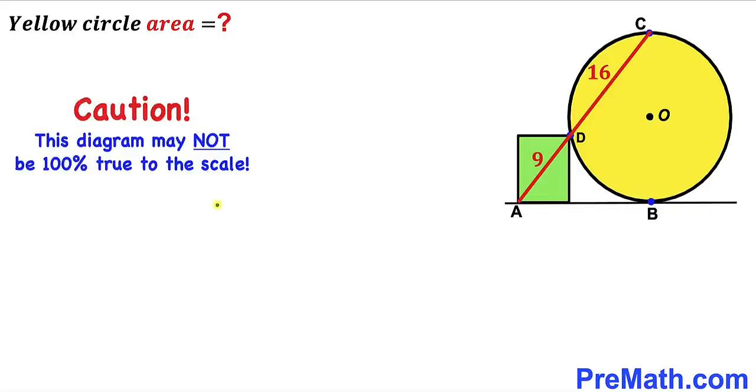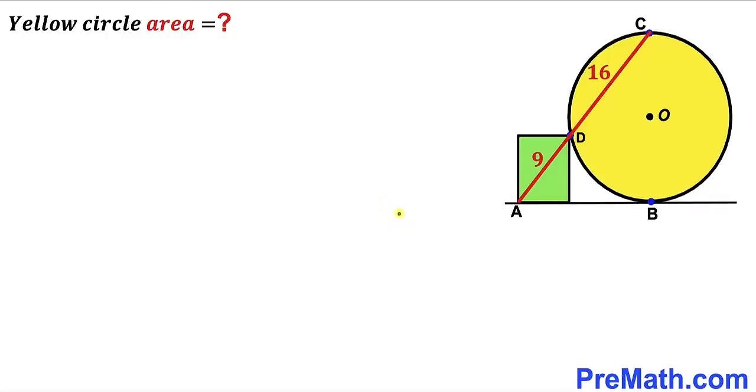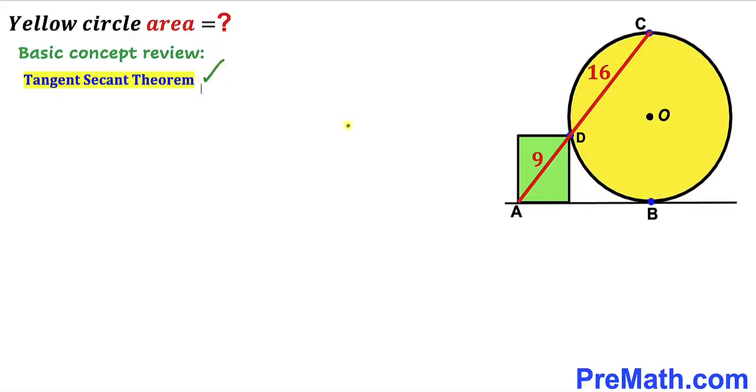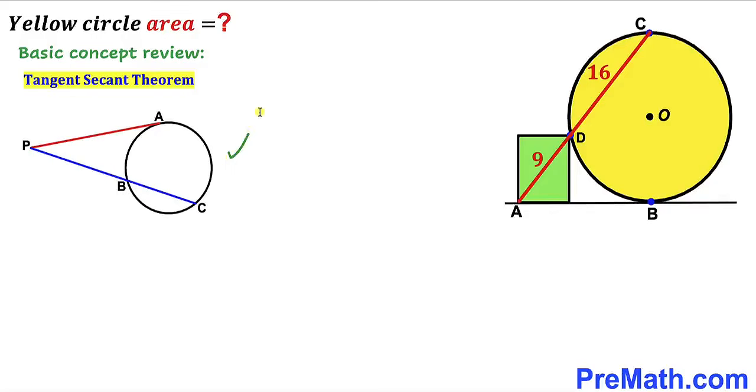Please keep in mind that this figure may not be 100% true to scale. Let's get started with our very first step. Let's make an observation: point B is the point of tangency. So AB is going to be the tangent and this line is going to be the secant line. Let's go over the basic concepts and recall the tangent-secant theorem. Here we can see this is our tangent line and this is our secant line.